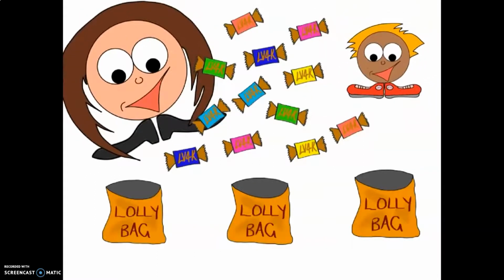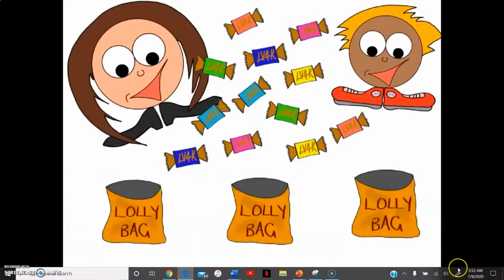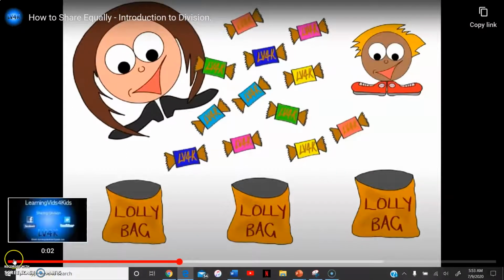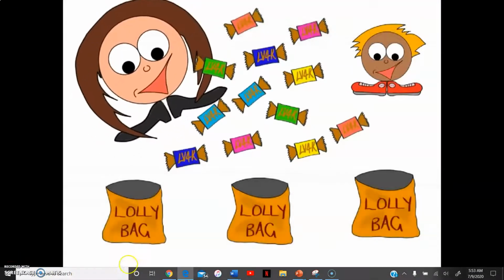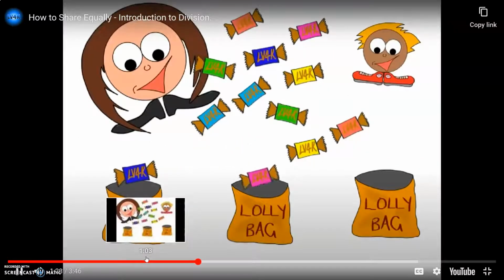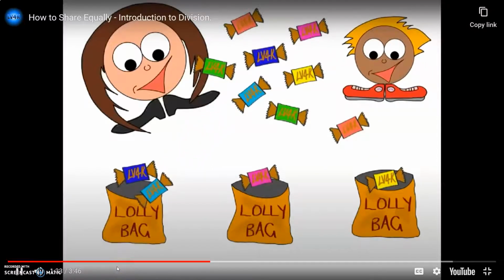Oh, okay. 1, 2, 3, 4, 5, 6, 7, 8, 9, 10, 11, 12. Good counting, darling. So we've got 12 lollies. How many lolly bags do you have? I have 3. Okay, so we have to make sure we put the same amount in each one. The easiest way to do it is one at a time. I'll show you the first one. Okay. 1 here, 1 here, and 1 here. Oh, that doesn't look too hard. Can I have a go? Of course. 1 here, 1 here, and 1 over here.